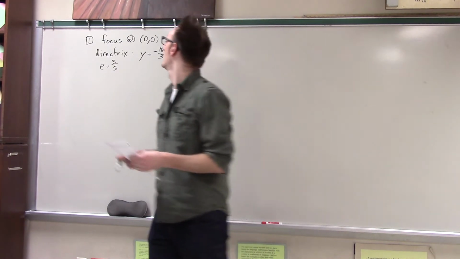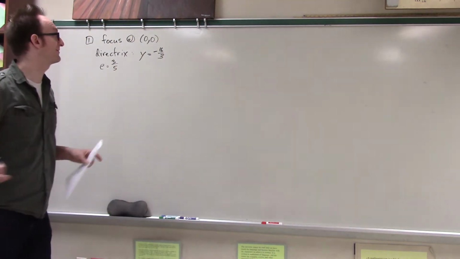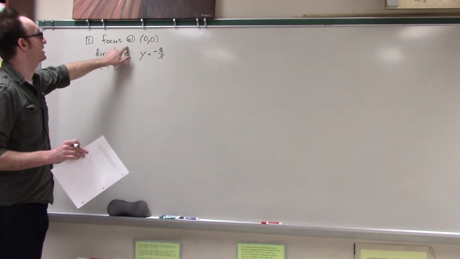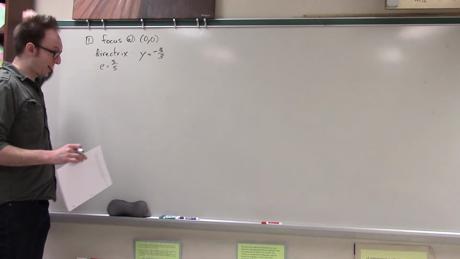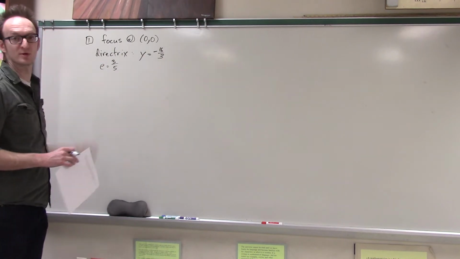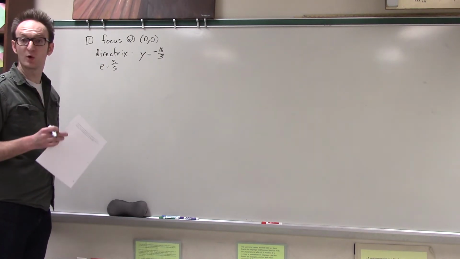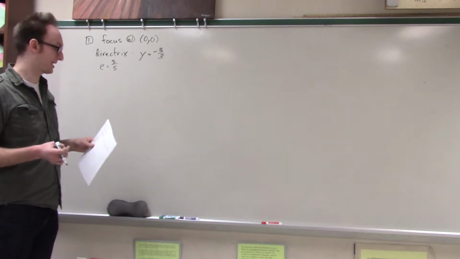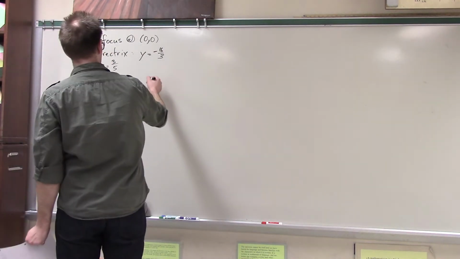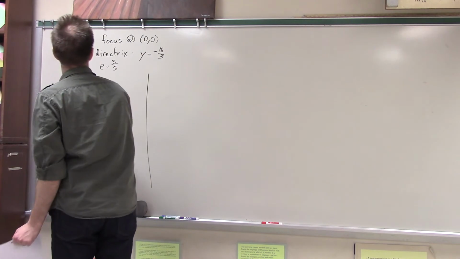So here we go. Based on the new definition of the conics, if you're given a focus at the origin, a directrix at y equals negative 16/3, and eccentricity 3/5, find the equation of the conic. Basically we just do it using the definition.